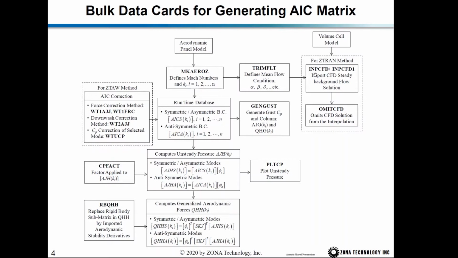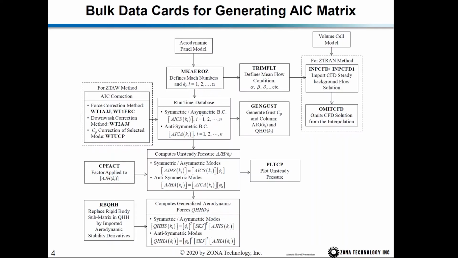the Z-Tran method uses an IMPCFD card to import the structured CFD solution, and also uses IMPCFD1 to import the unstructured CFD solution. Those two cards are referred to by the TRIM FLT card. So if you want to run Z-Tran, you have to refer to a TRIM FLT card. In the TRIM FLT card, this card refers to the IMPCFD or IMPCFD1 card.